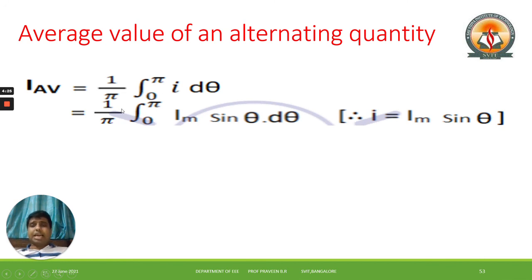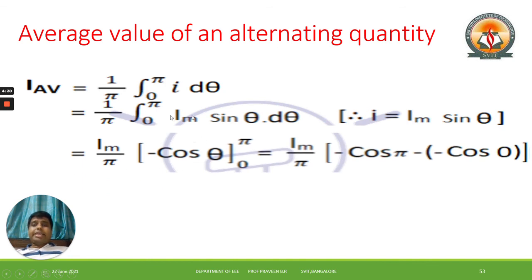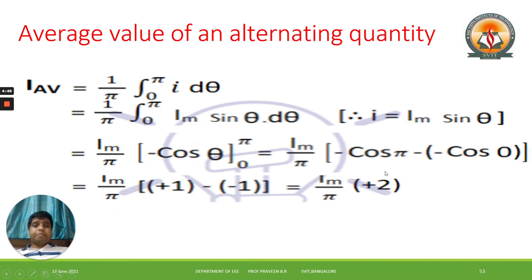Im is constant. I will bring it outside. So I get Im by pi. Integration of sin theta is minus cos theta. So I write it as minus cos theta, upper limit minus lower limit. So I write it as minus cos pi minus cos 0. Cos pi is minus 1. Minus of minus 1 is plus 1. Minus cos 0 is minus 1. Plus 1 plus 1 is 2.